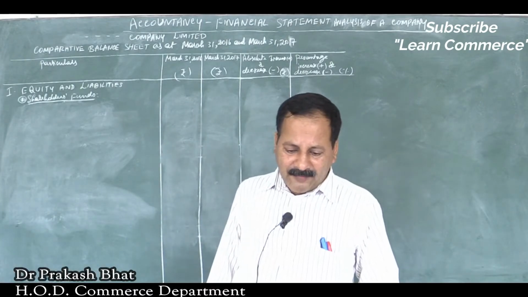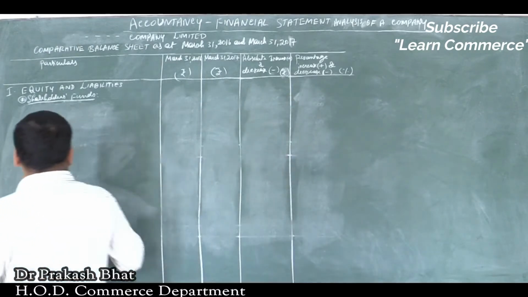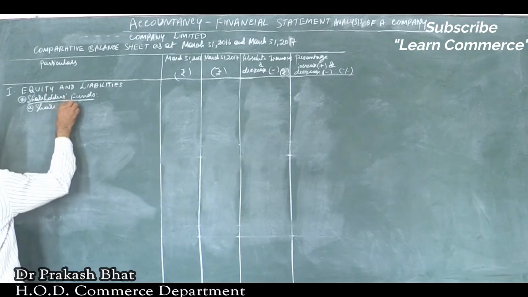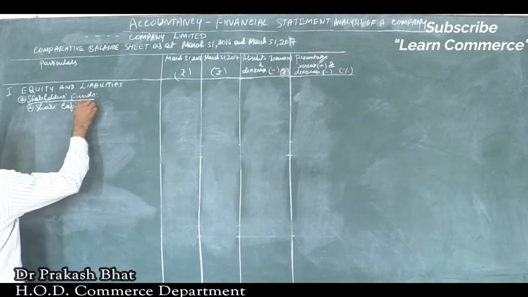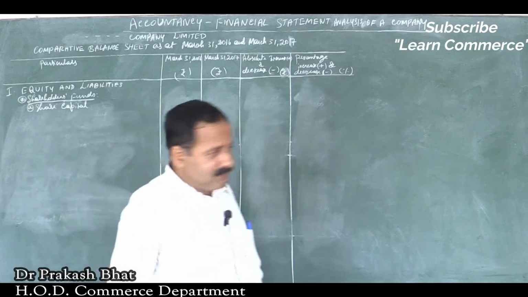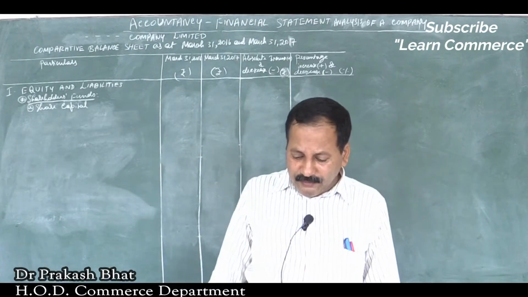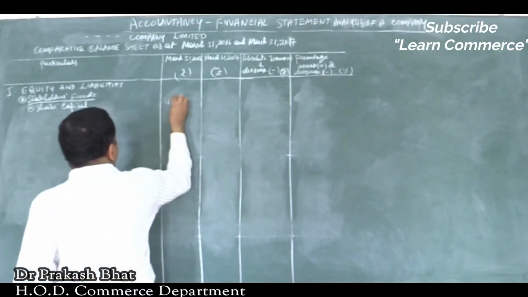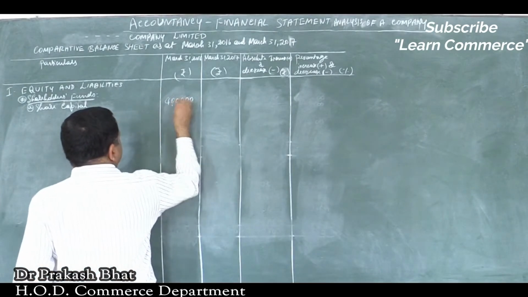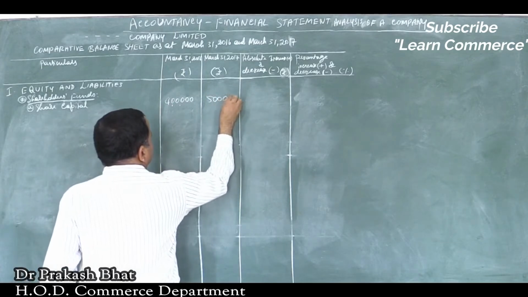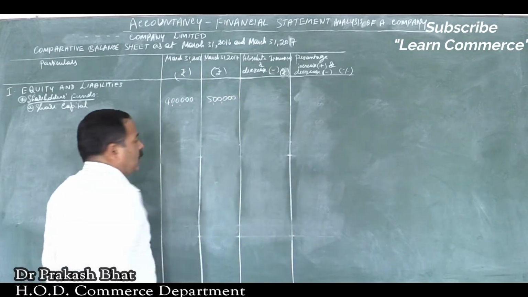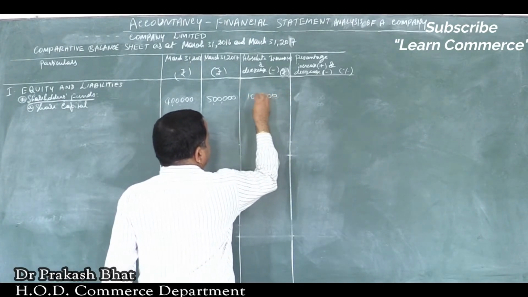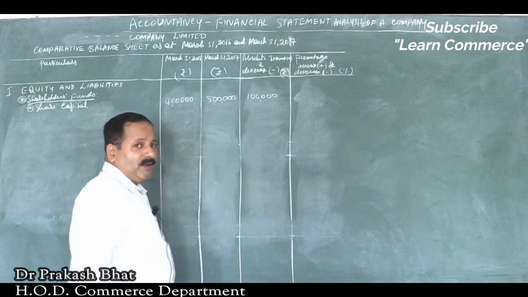Under that, share capital, point A, share capital. Amount is given in the problem, that is share capital, it is 4 lakh and 5 lakh, right? So write 4 lakh here and here 5 lakh. What is the difference? How much is the increase? 1 lakh. 1 lakh is the increase. 4 to 5, 1 lakh, right?